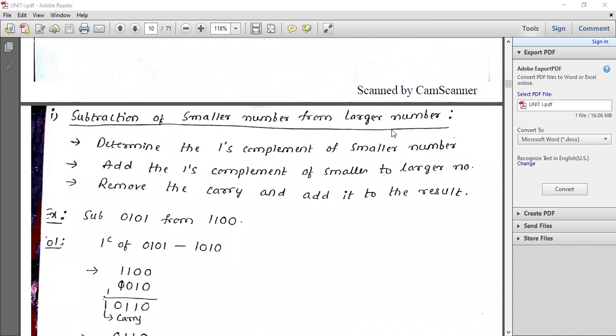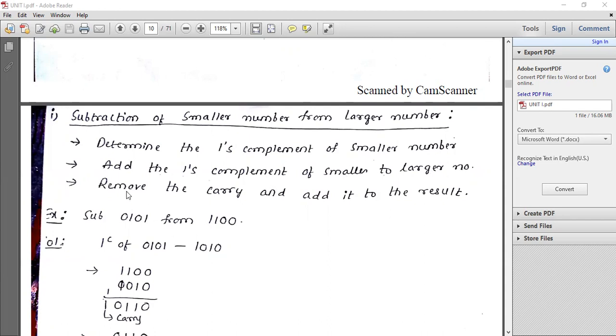Here we are going to follow a 3-step method for performing 1's complement subtraction on binary numbers. First step, you have to identify the 1's complement of the smaller number. Suppose it is a minus b, then b is the smaller number and a is the larger number, because the case is subtraction of smaller from the larger. So you find the 1's complement of b. Then add the 1's complement of the smaller number to the larger number, that is, add it to the binary form of a.